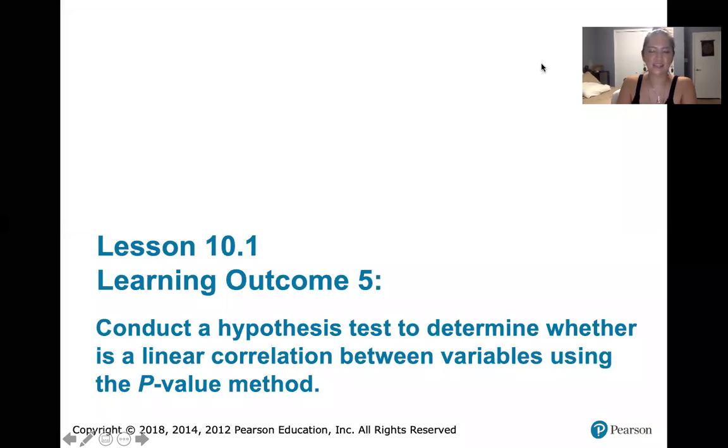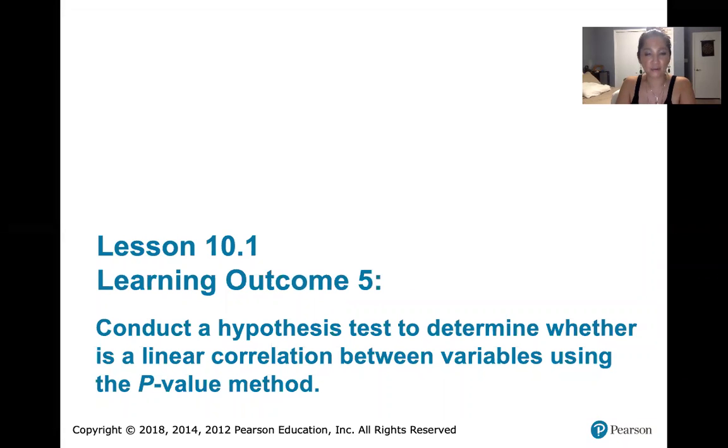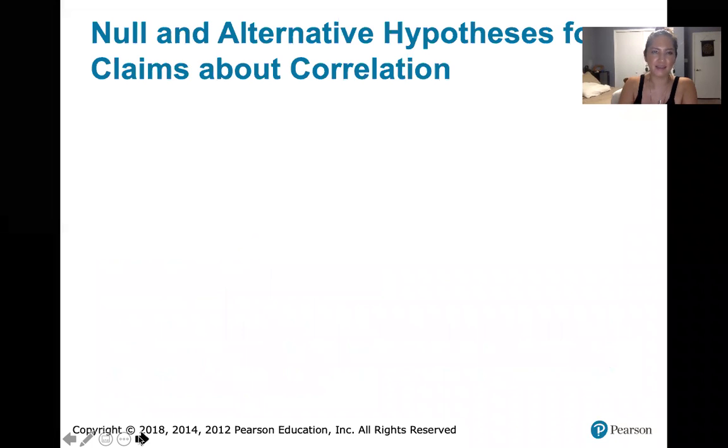In this video, we discuss learning outcome number 5 from lesson 10.1, which is about conducting a hypothesis test to determine whether there's a linear correlation between variables using the p-value method. Now, the null and alternative hypotheses for claims about correlation are exactly the same for the p-value method as they were for the critical value method.